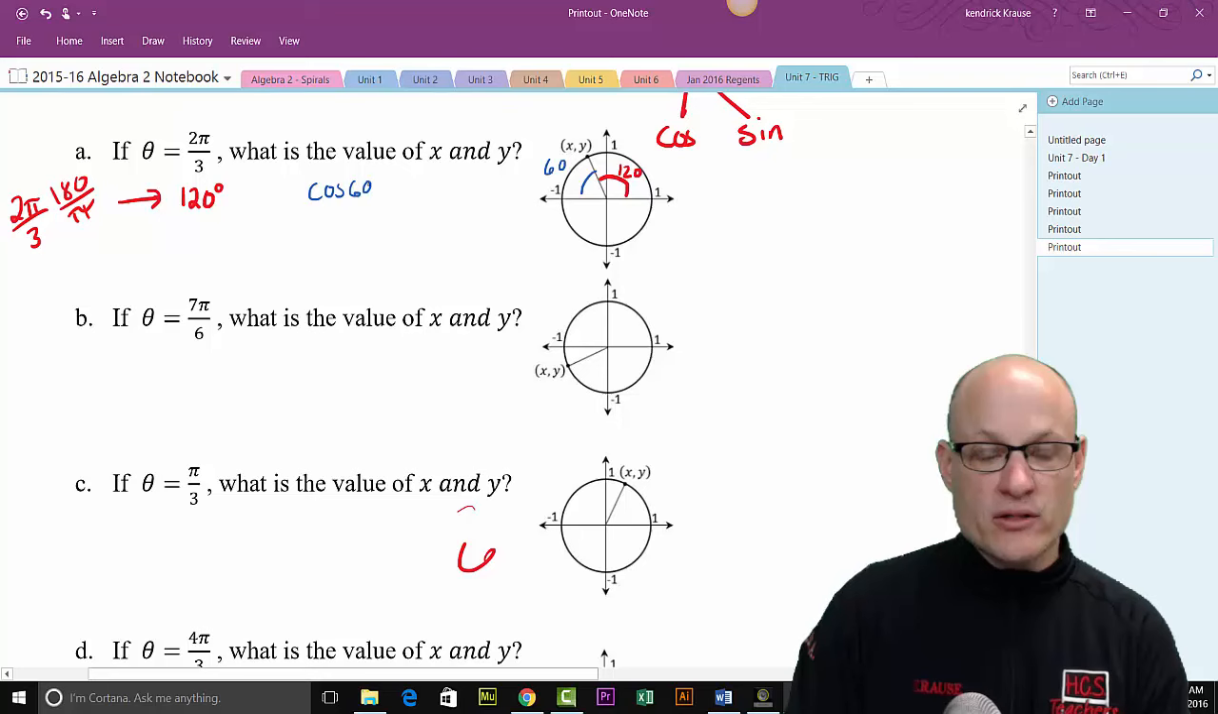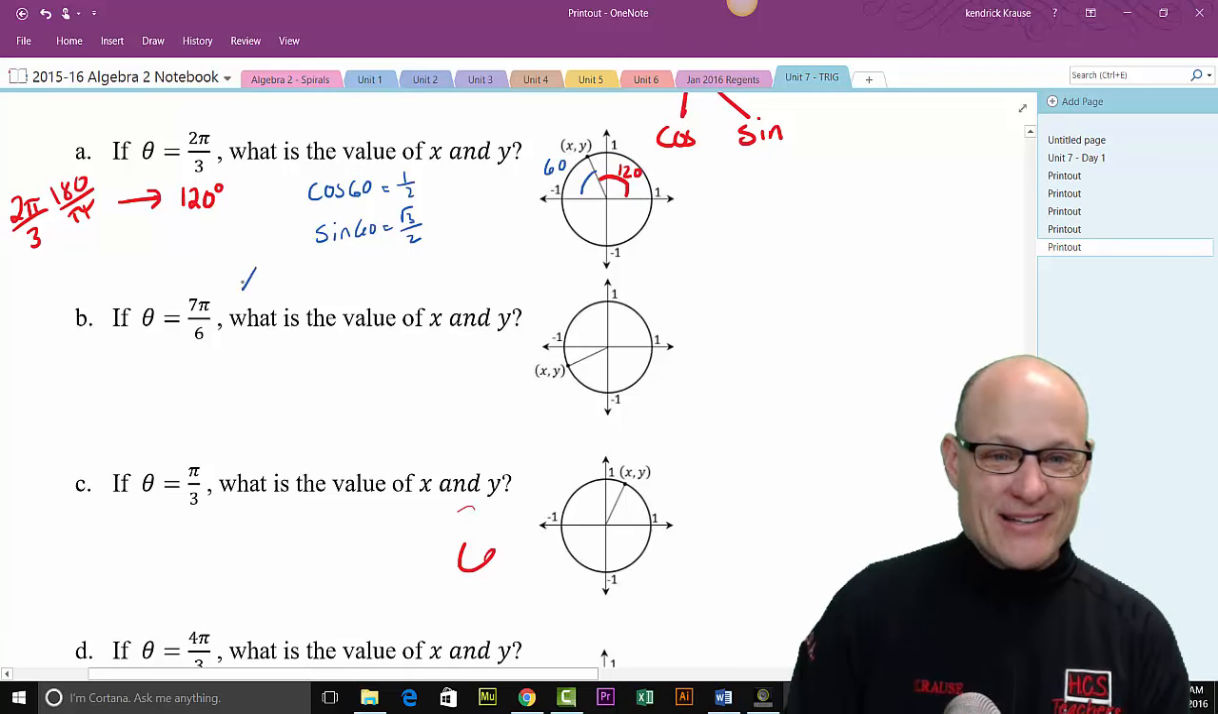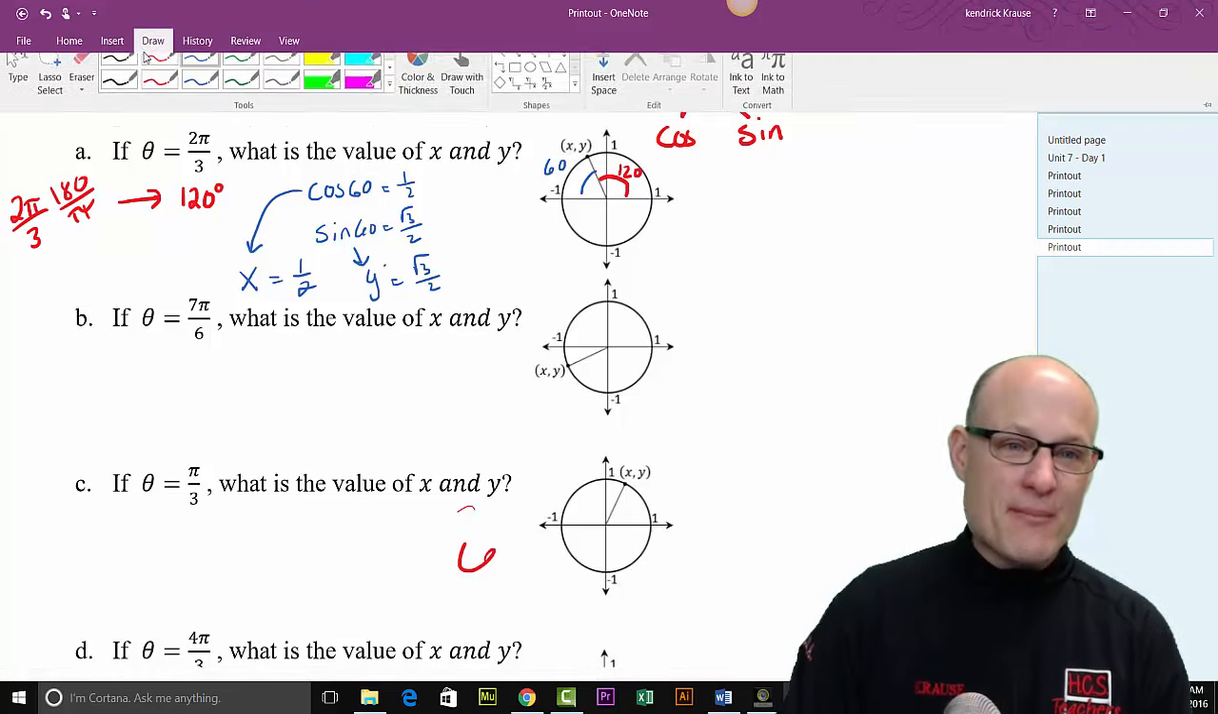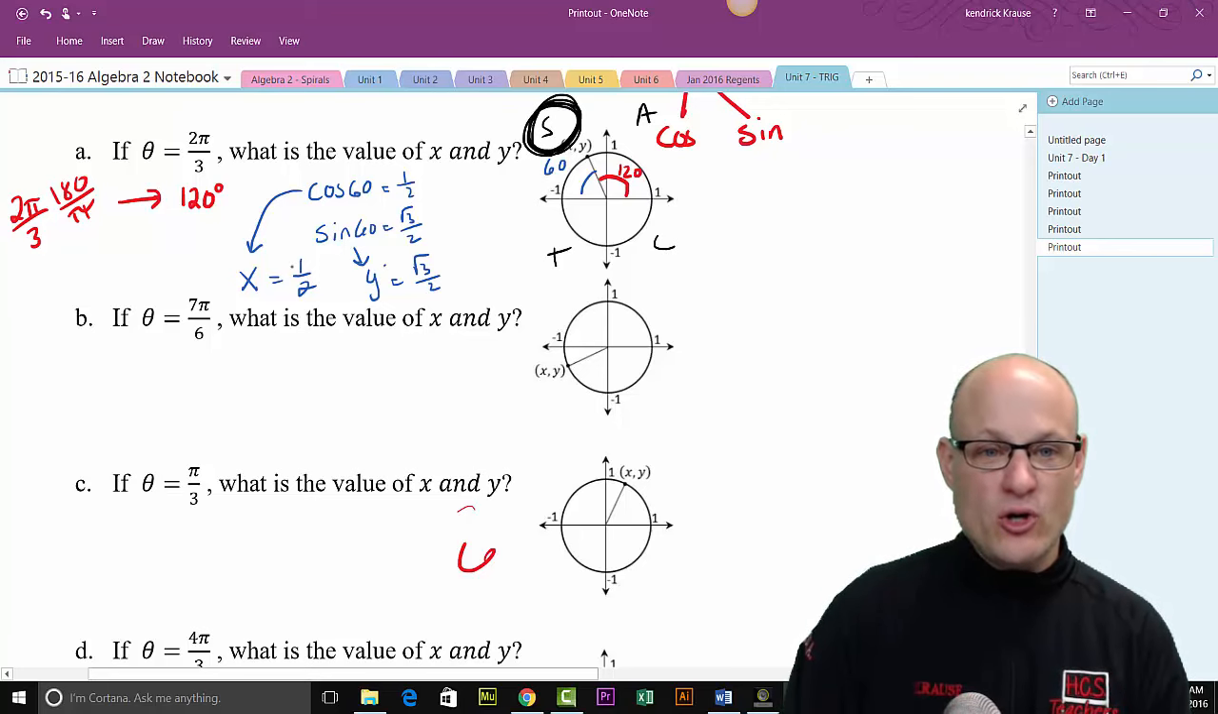1/2. What is the sine of 60 degrees? Radical 3 over 2. Okay, so x, which is equal to the cosine, is 1/2. And y, which is equal to the sine, is the square root of 3 over 2. But the last thing you have to check is signs. S-I-G-N. All Students Take Calculus. Sine is positive in this quadrant. Therefore, cosine, or x, is negative. And it kind of makes sense. Aren't x's negative on this side?